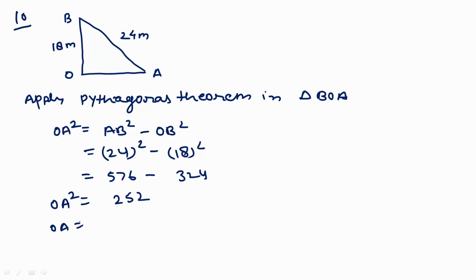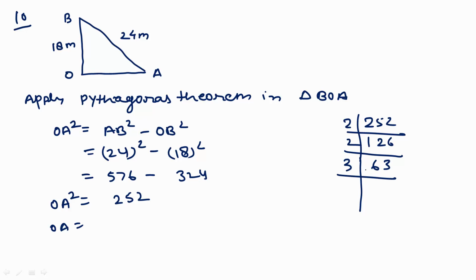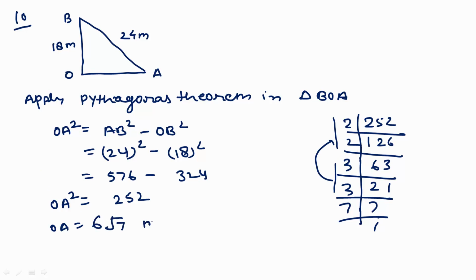Now taking the square root of 252, taking the prime factors of 252, 2 times 126, 2 times 63, 3 times 21, 3 times 7. So the pair of 2, the pair of 3, 2 times 3 is 6, 6 root 7. So the value of OA is equal to 6 root 7 meter.